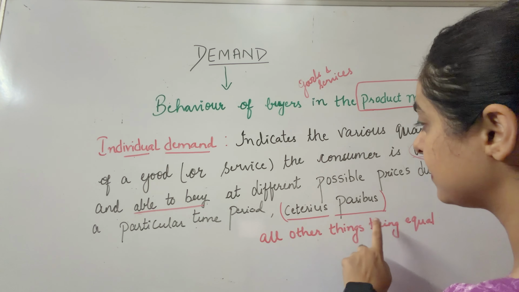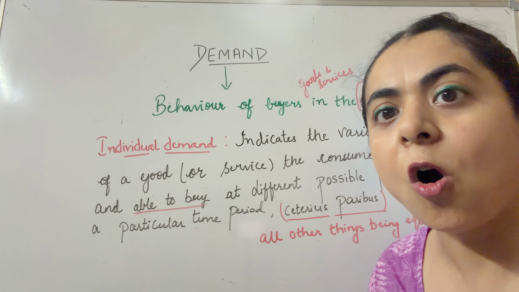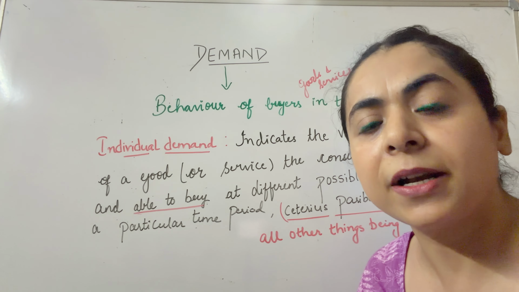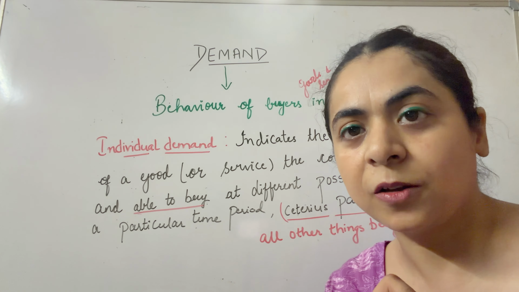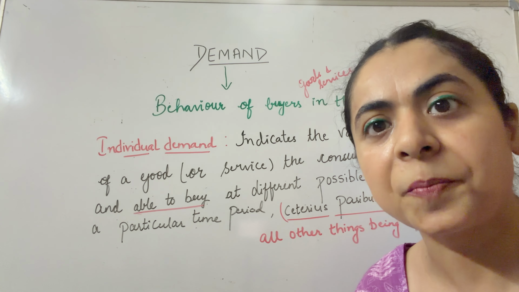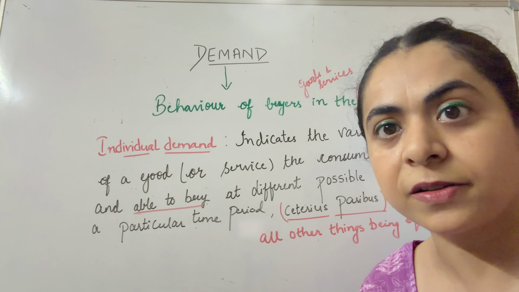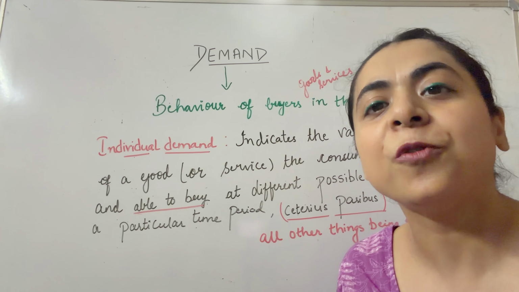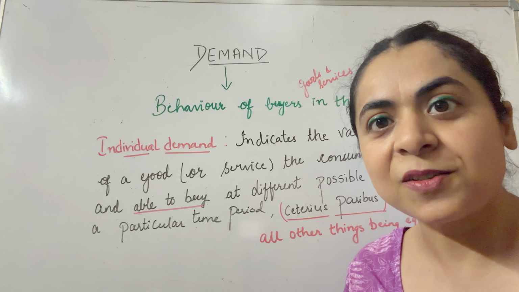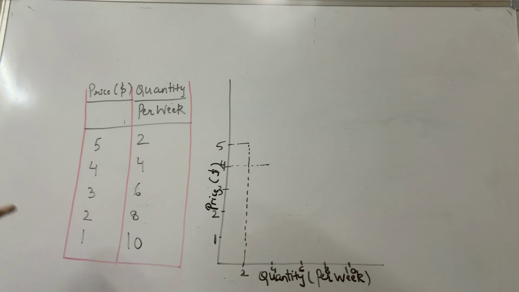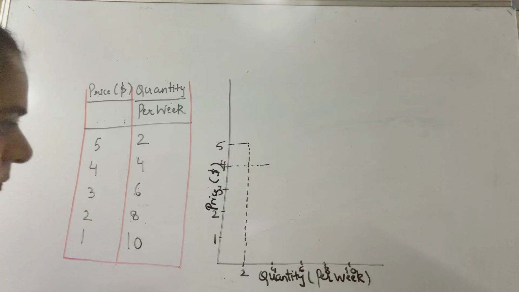This is a Latin phrase, ceteris paribus, which means all other things being equal. So all other determinants of demand apart from own price of the good are assumed to be constant. Consumers' income, taste and preference, all other factors which affect the demand for the commodity are assumed to be constant here. So here is a table representing price in dollars and quantity per week demanded.